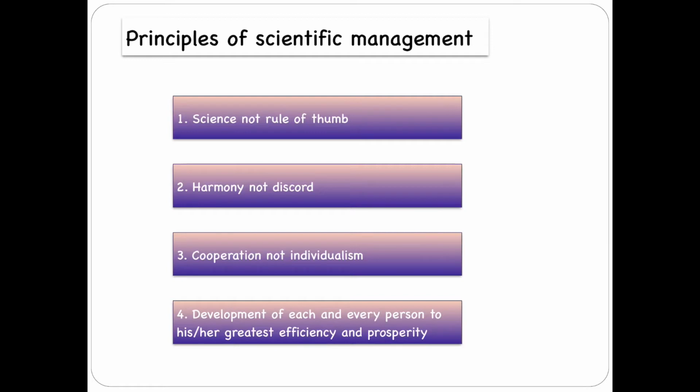Principles of scientific management. 1. Science, not rule of thumb. 2. Harmony, not discord. 3. Cooperation, not individualism. 4. Development of each and every person to his or her greatest efficiency and prosperity.